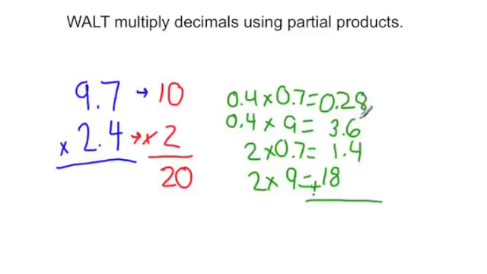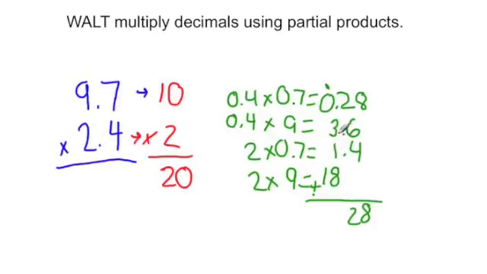My 8 is the only number in the hundredths place. It's going to come right down. Now I'm going to add up the numbers in my tenths place. So 2 plus 6 is 8, plus 4 is 12. So put down the 2, carry the 1.